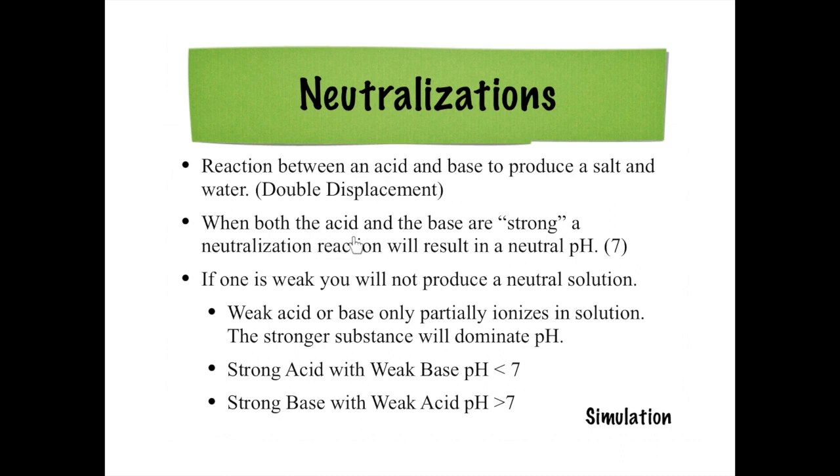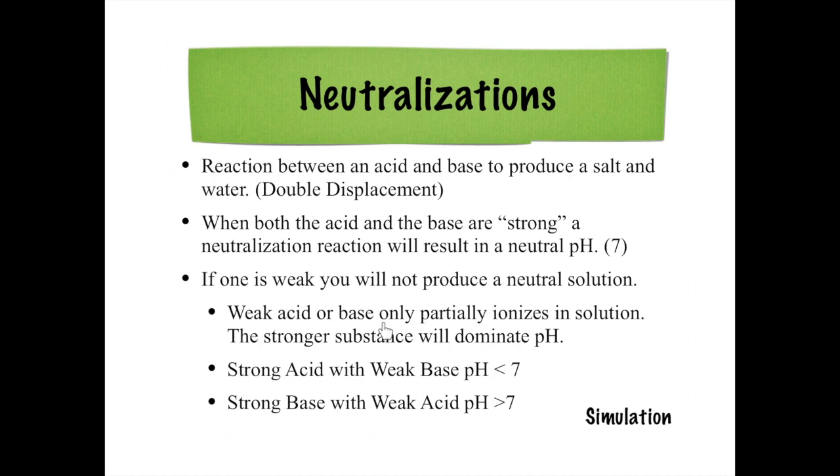Now, when both the acid and base are strong, the neutralization will always result in a neutral pH, meaning when they neutralize each other and you have equal amounts of acid and equal amounts of base together, the pH will be 7. But if one of them is weak, it will not produce a neutral solution. And this is an observation that is important, and you'll have to know this for the upcoming quiz.